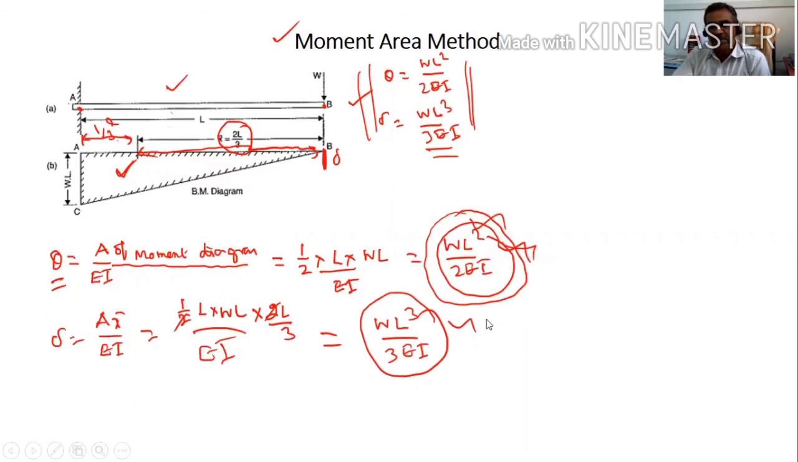Why I explained this is, you must know this method also. This is known as the moment area method. But Maxwell's method and strain energy method are themselves sufficient to solve any kind of problem. I explained this just for understanding purposes. This is known as the moment area method of calculating slope and deflection.